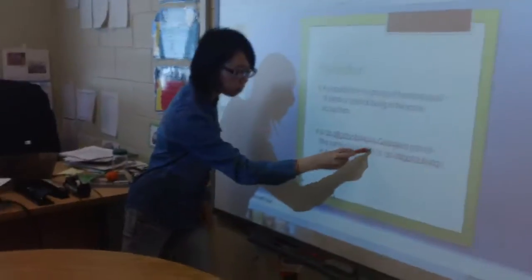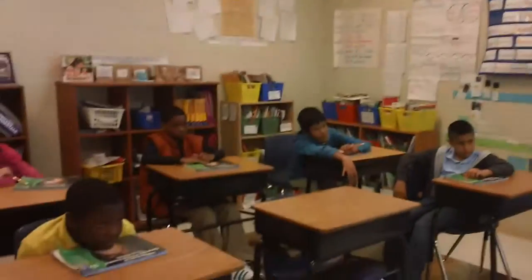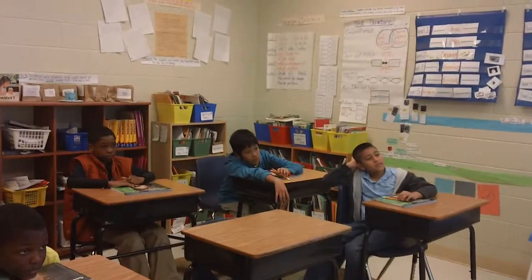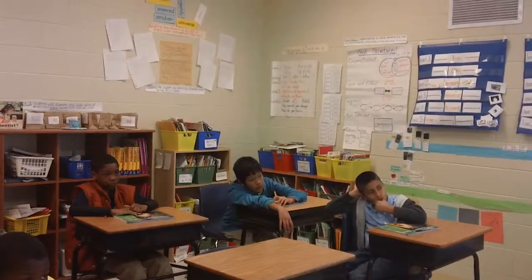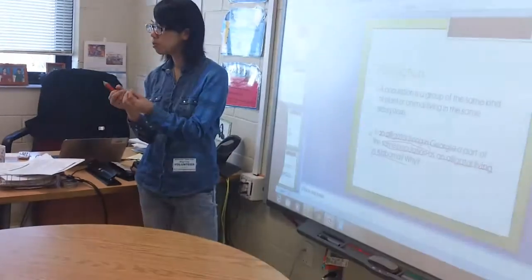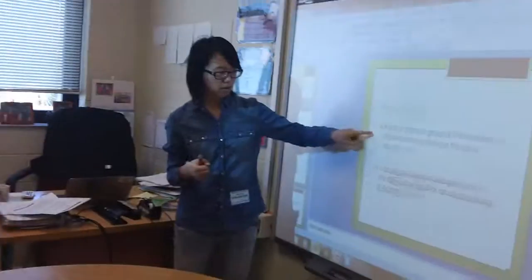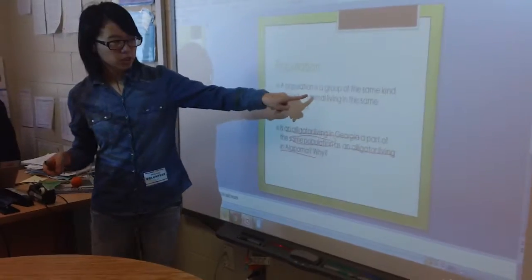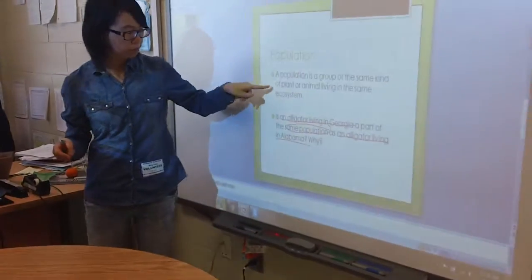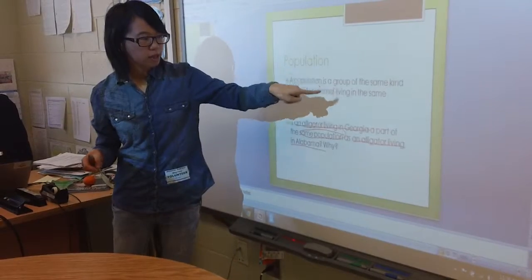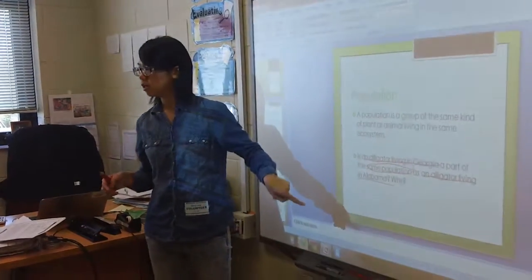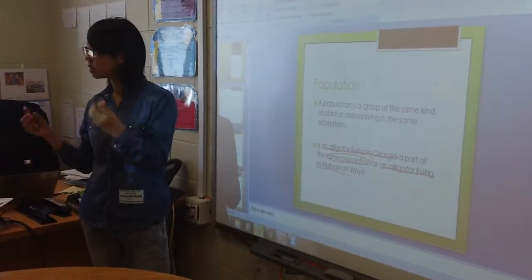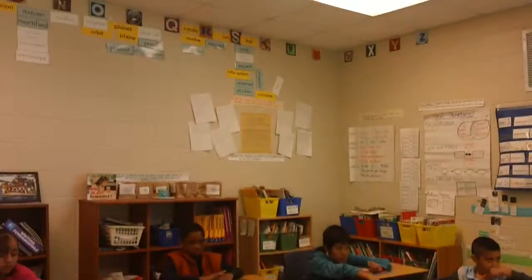So do you think this is the same population? A group of alligators living in Georgia and a group of alligators living in Alabama. Are they the same population? Look at the definition here. Let's read it together. A population is a group of the same kind of plant or animal living in the same ecosystem. So do you think the group of alligators living in Georgia and a group of alligators living in Alabama are the same population? No, right? Why?